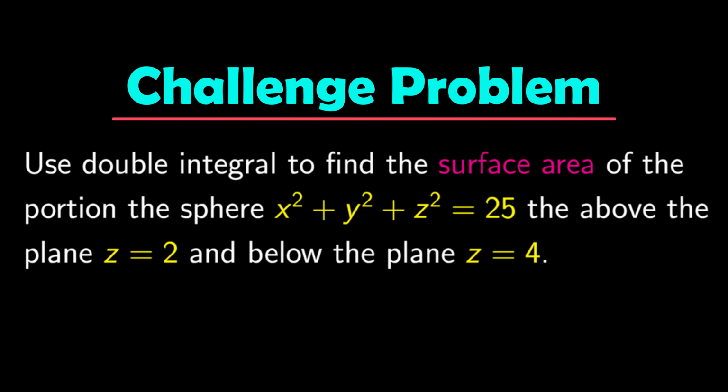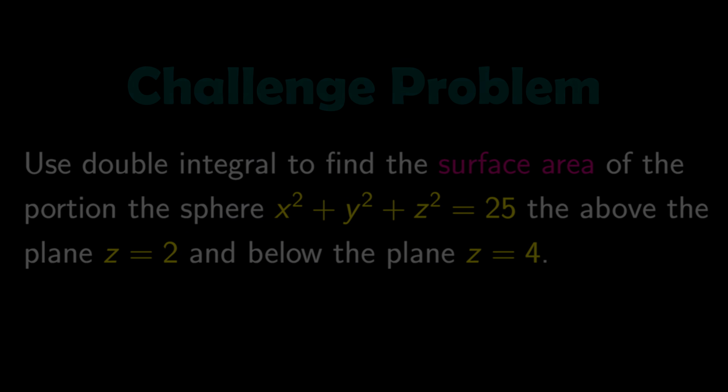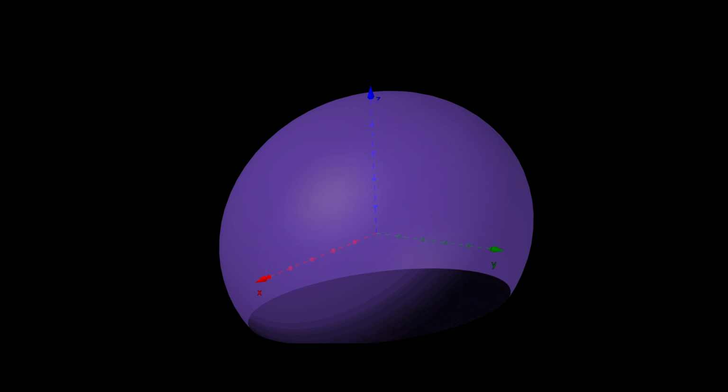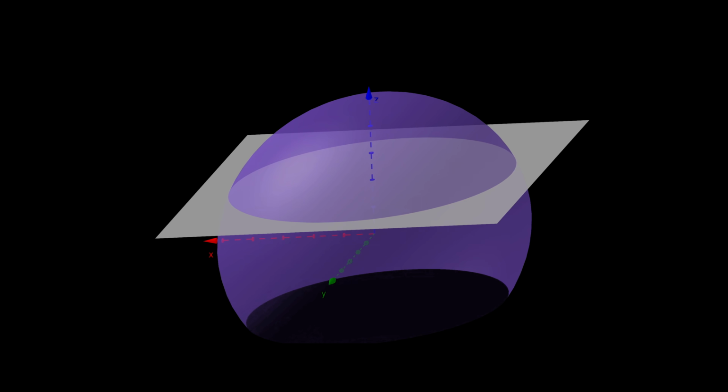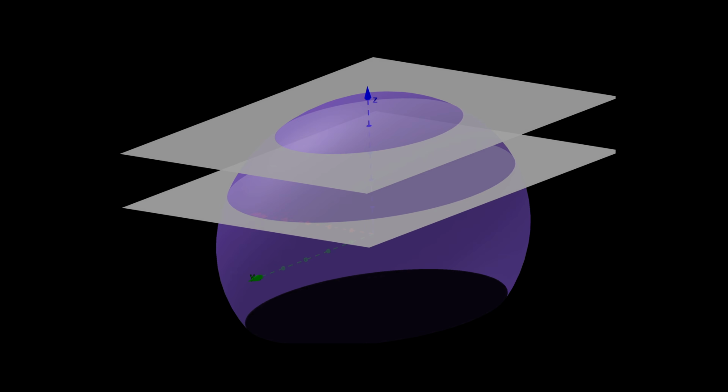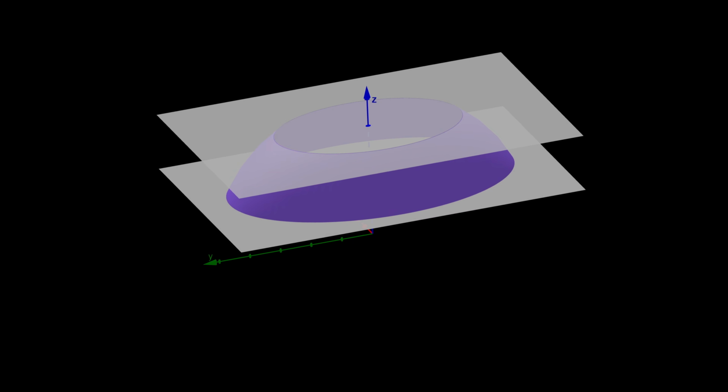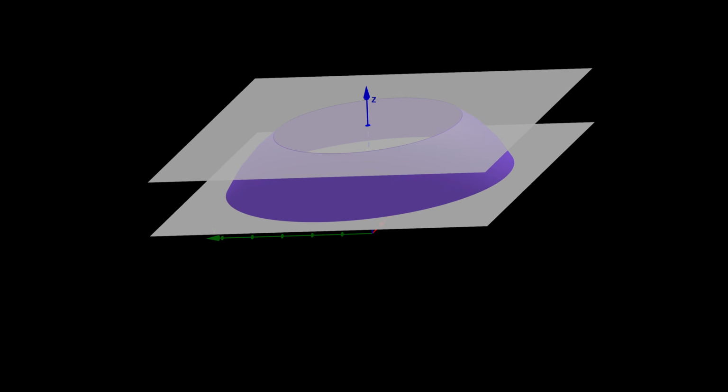Now, for our challenge problem, use the double integral to find the surface area of a portion of a sphere above z equals 2 and below the plane z equals 4. In the solution, we will use the polar form of the integral to solve this problem. To visualize this problem, the portion of the sphere above the plane z equals 2 and below the plane z equals 4 is this one, a part of the sphere.